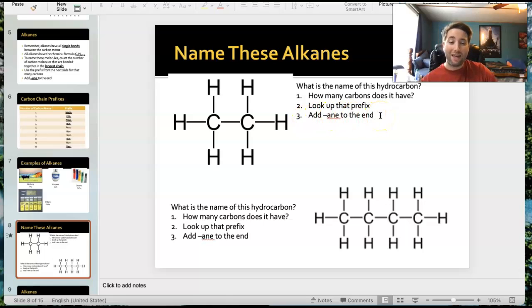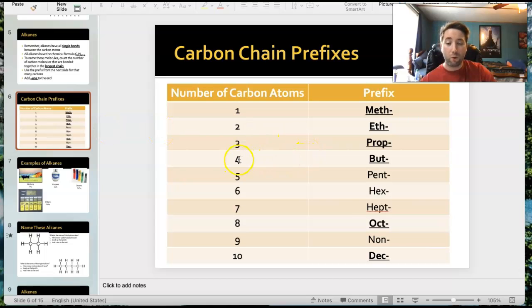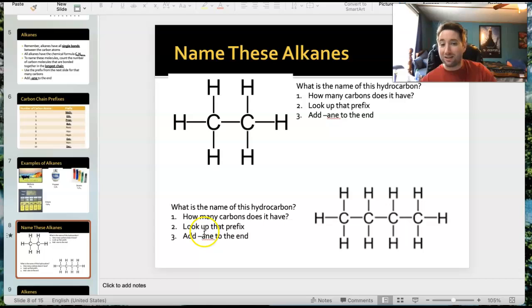And why did we add A-N-E to the ending? Because there's a single bond here. If it was a double bond or a triple bond, the double bond has 2 lines, the triple bond has 3 lines. Now let's go to this next one down here. Count the number of carbons. So we've got 1, 2, 3, 4. Let's go back to this slide here. We've got 4 carbon atoms. So the prefix is going to be bute. It's not but. And then we're going to add ANE to the ending.